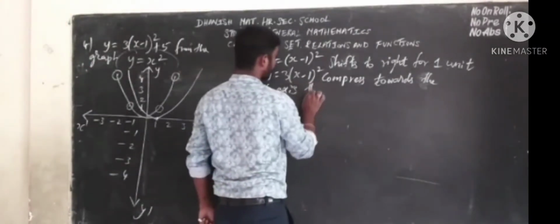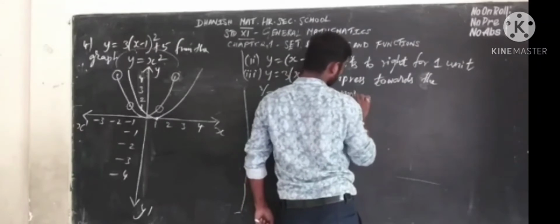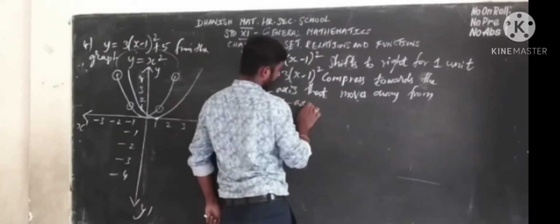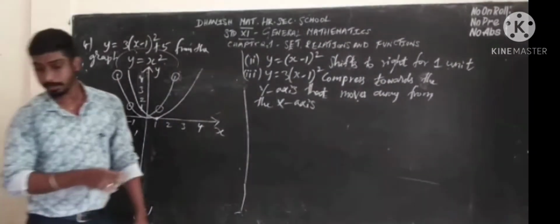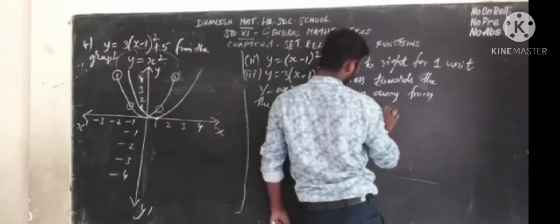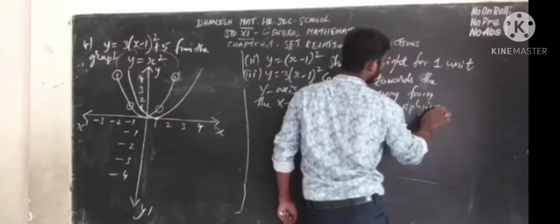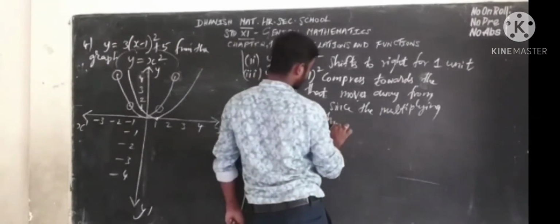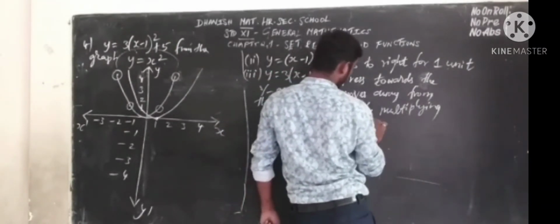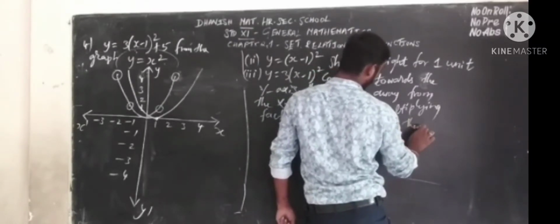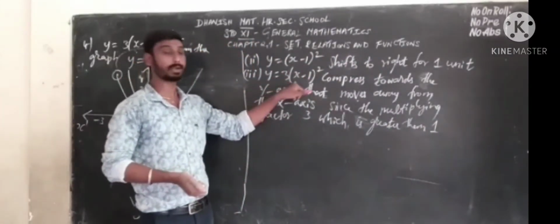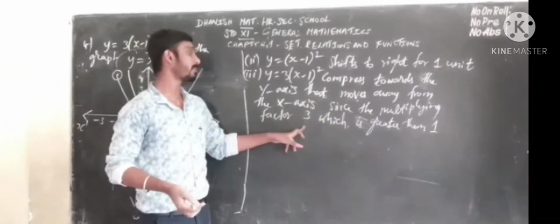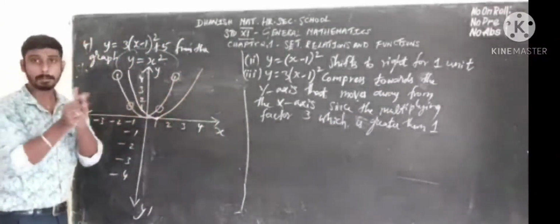compress towards the y axis, that is, moves away from the x axis, since the multiplying factor 3 is greater than 1. So what is the condition for y is equal to 3 into x minus 1 the whole square? It is compressed towards the y axis and moves away from the x axis, since the multiplying factor 3 is greater than 1, which means we are going to compress.